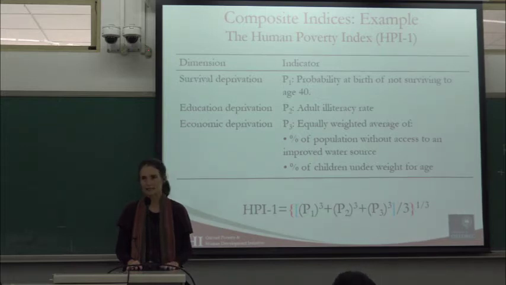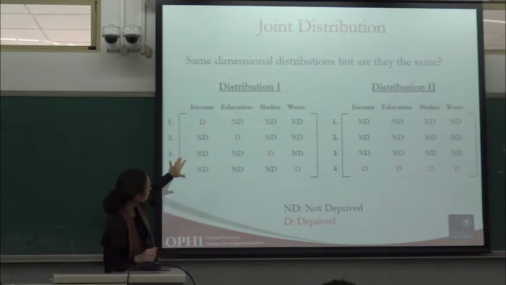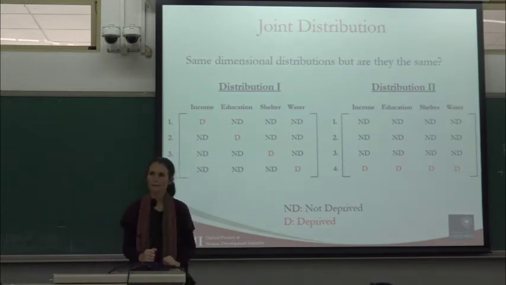And its axiomatic properties are well spelled out by Anand and Sen in their background paper for the Human Development Report Office, which was published again in 2000. Let's say we have 2 distributions of 4 people and 4 dimensions. The people whose entry is D are deprived in income, education, shelter, and water. The people whose entry is ND are non-deprived.